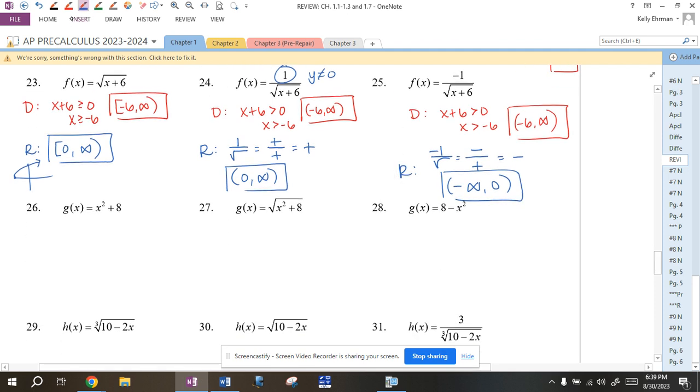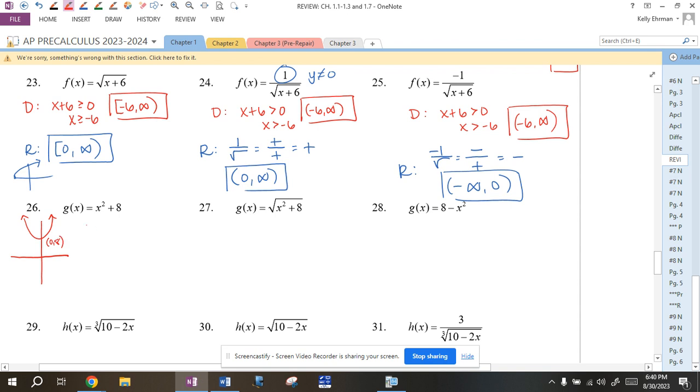Okay, what about some quadratics? I won't give you quadratics where you have to use the vertex formula. That's chapter 2 stuff. We will get there later. I do expect you to know, even though we haven't graphed transformations yet, that x squared plus 8 is a parabola that's been shifted up 8 units.